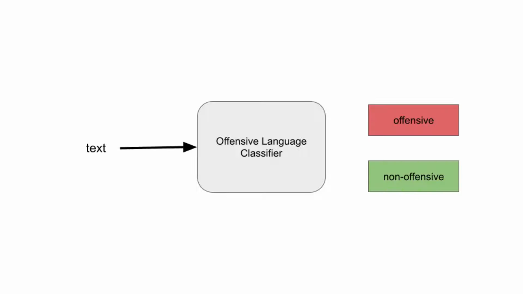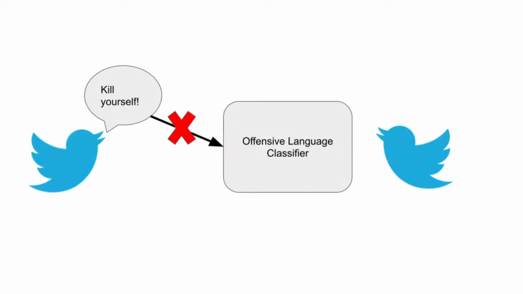First, what is an offensive language classifier? An offensive language classifier takes text as an input and outputs whether or not the text is offensive. Now, why would we like to classify offensive language? On social media, some users try to attack others by posting offensive or hateful comments. To combat this, social media sites often deploy automated offensive language classifiers to identify these comments and stop the user.